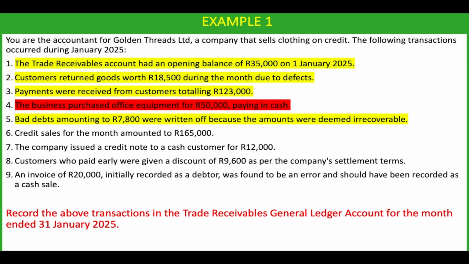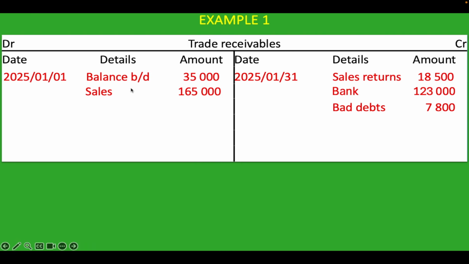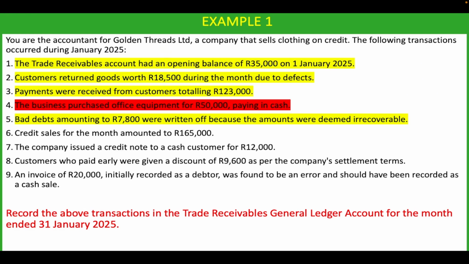If it said cash sales, then we know it has nothing to do with our trade receivables. Okay, trade receivables are people who are buying from us on credit, not cash. And so let's go ahead and do that. The detail is sales, which is an income account, and the amount there is 165,000 rand. So whenever we make a credit sale, we know that we have to put it on the debit side of the trade receivables T account. That's always easy to do. So let's go back, highlight it because we've just completed it.